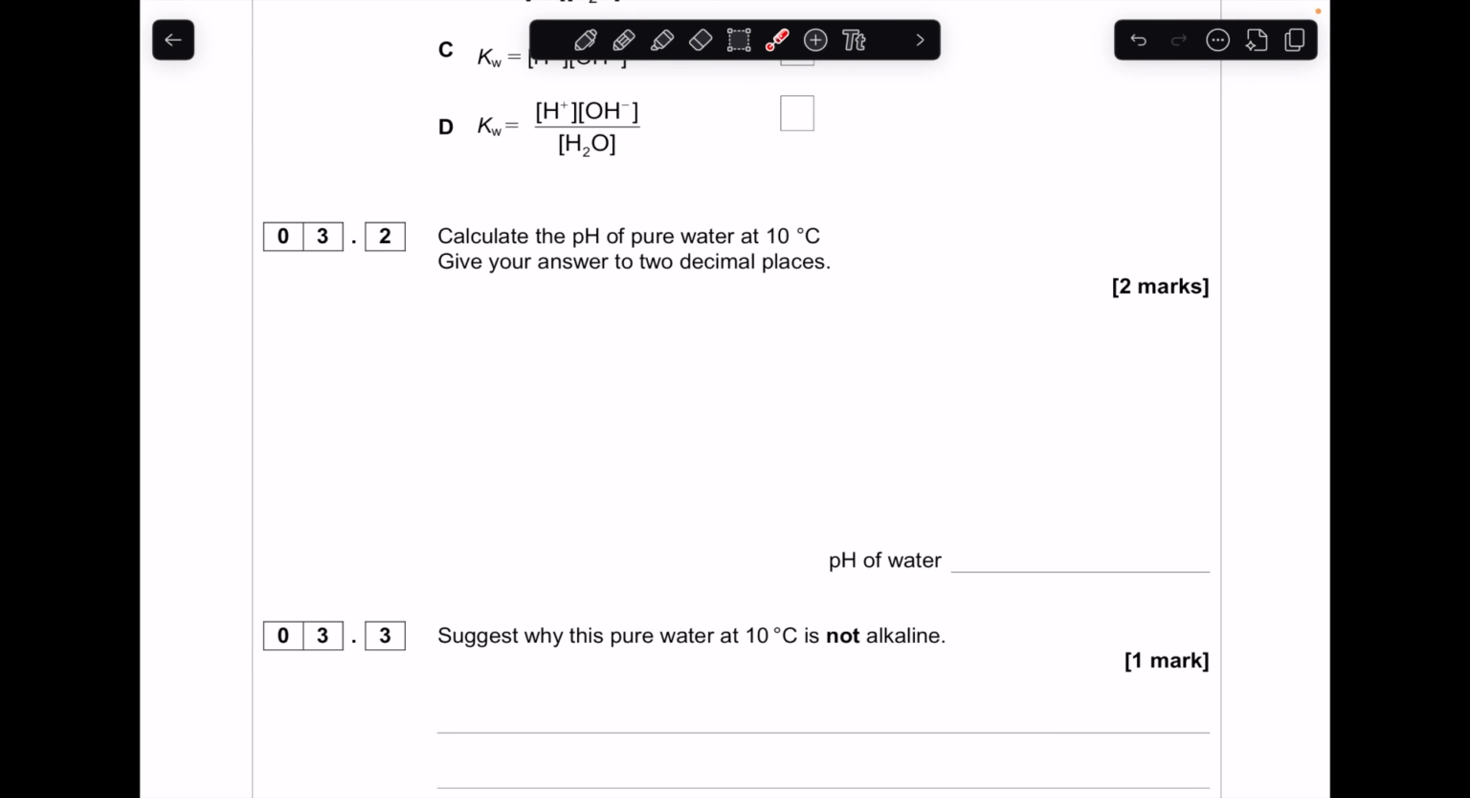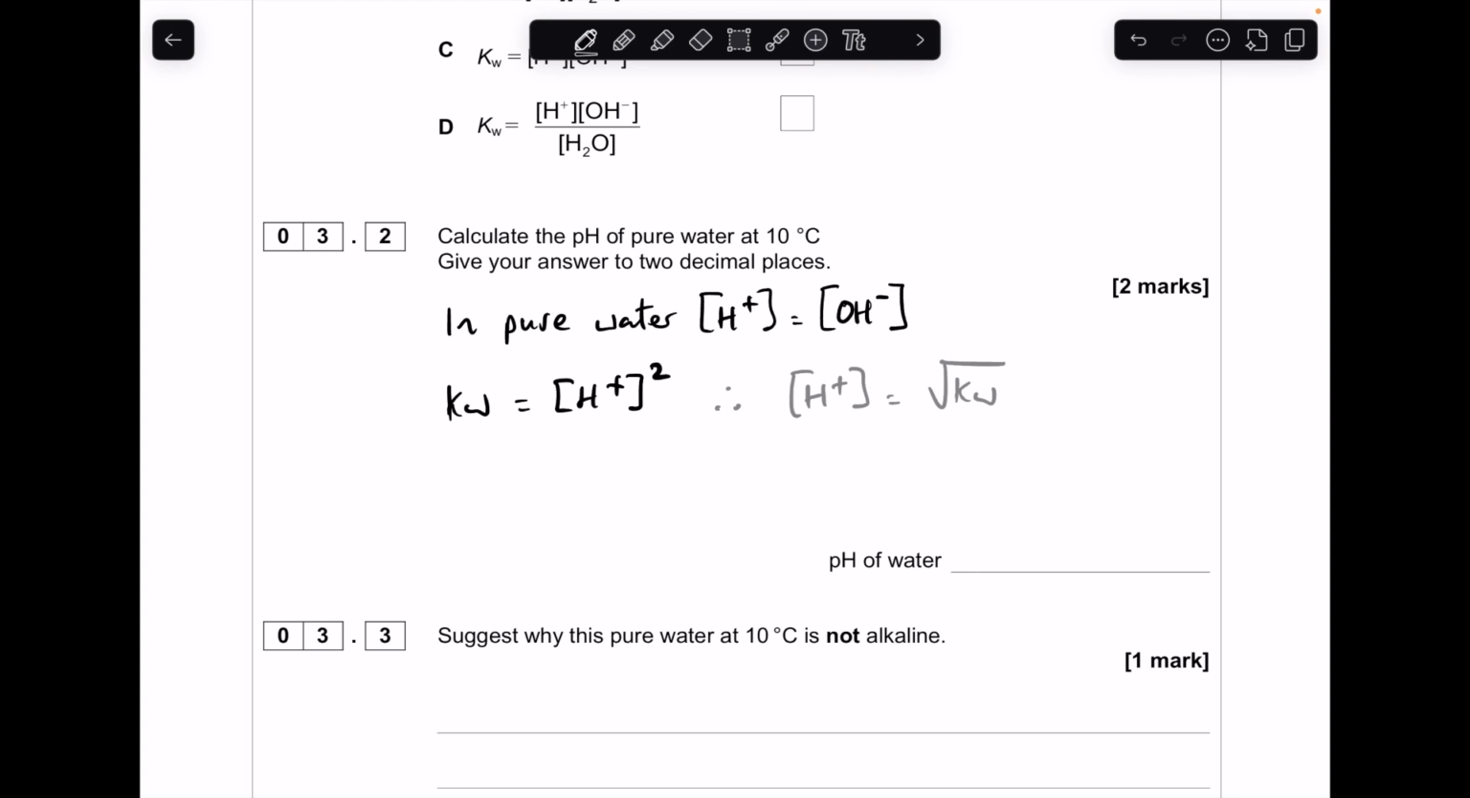Moving on to part 2, calculate the pH of pure water at 10 degrees C. The important thing to know is that in pure water, the hydrogen ion concentration is equal to the OH- concentration. So that means we can simplify the Kw expression to the H+ concentration squared. So rearranging for H+ concentration, we get the square root of Kw, and then all we need to do is sub in the value they gave us at the top of the question for Kw at 10 degrees C.